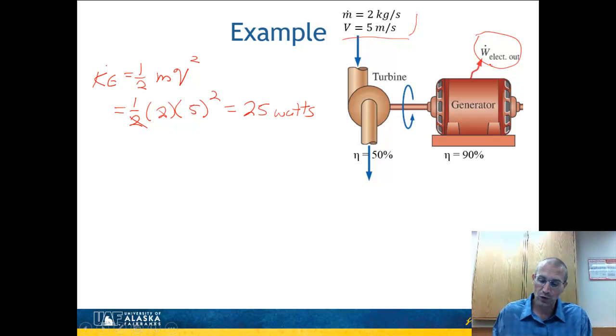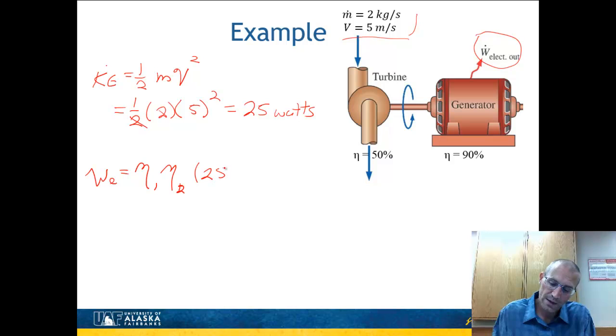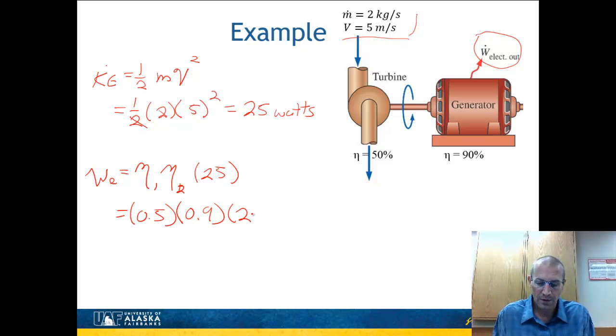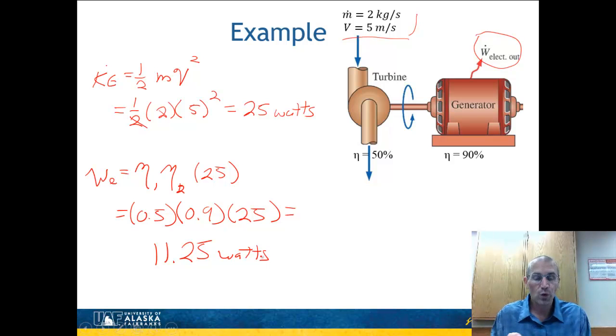Now to get the electric work, I'm going to multiply efficiency 1 by efficiency 2 by my 25 watts. So I have 0.5 and 0.9 and 25. If I multiply that, I realize that's 11.25 watts. So of the 25 watts of kinetic energy that goes in, 11.25 is coming out in the electric generator, and the rest are lost.